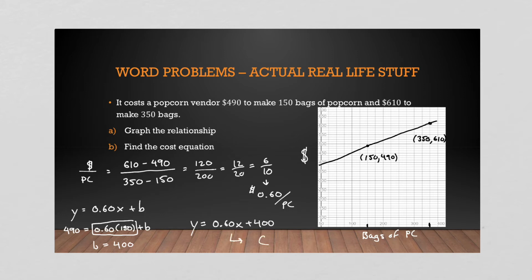So the cost C is equal to 0.60. So that's dollars. We don't put that in our equation, but remember that that's dollars, right? Or in this case, cents, 60 cents, times the number of bags. So let's use the letter B. And then plus 400. So that is our cost equation. What this plus 400 means here is that that's sort of my setup cost, right? It's going to cost me $400 regardless of how many bags I produce. And then every bag I produce starts to cost me a little bit more money.